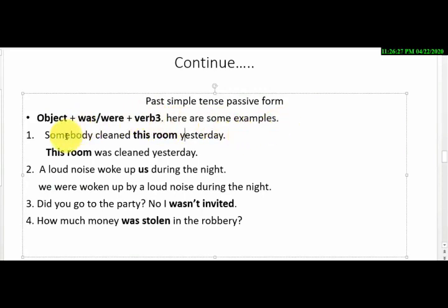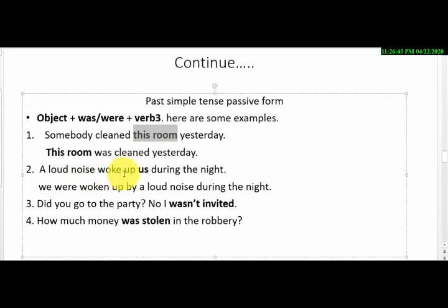Here are some examples. Somebody cleaned this room yesterday. This room is the object. When I make it passive, the object comes first and becomes the new subject. This room was cleaned yesterday.